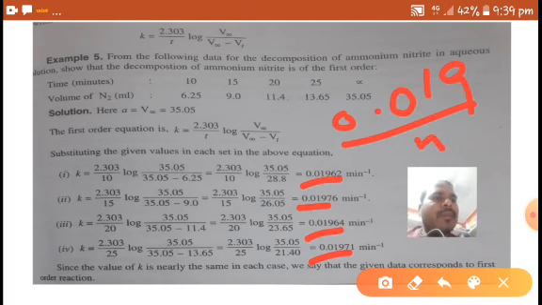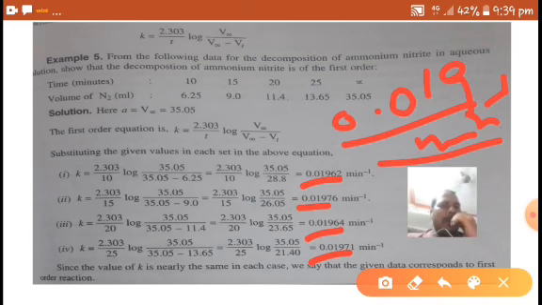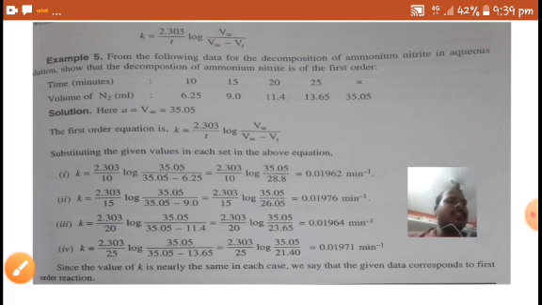So here if you observe all the k values, they are 0.019 minute inverse, nearly same. That's why we can say that the decomposition of ammonium nitrate in aqueous solution is first order reaction. So by substituting the data in the rate constant equation of first order reaction, if we get the k values nearly same, then the reaction can be classified as first order reaction.